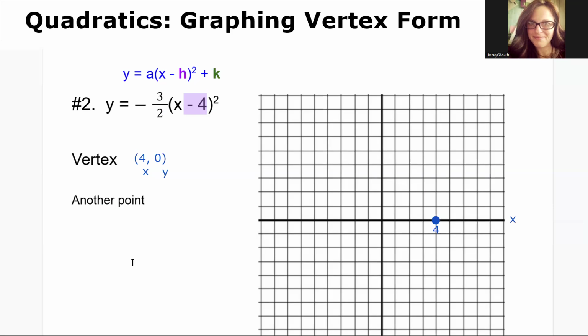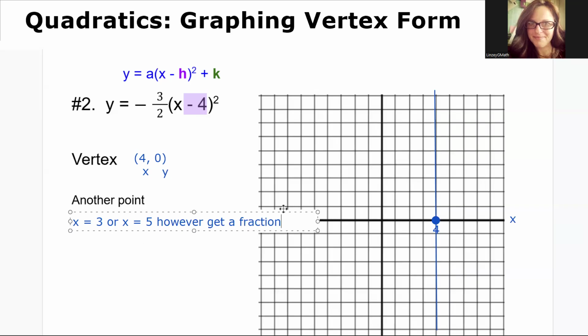Let's find another point. We want to use a number close to 4 so that we can use our axis of symmetry to get a mirrored point on the other side. Now you could substitute a number close to 4, x equals 3 or x equals 5. However, we have a -3/2, a fraction. And if we use 3 or 5 to substitute in for x, you're going to get a fraction.